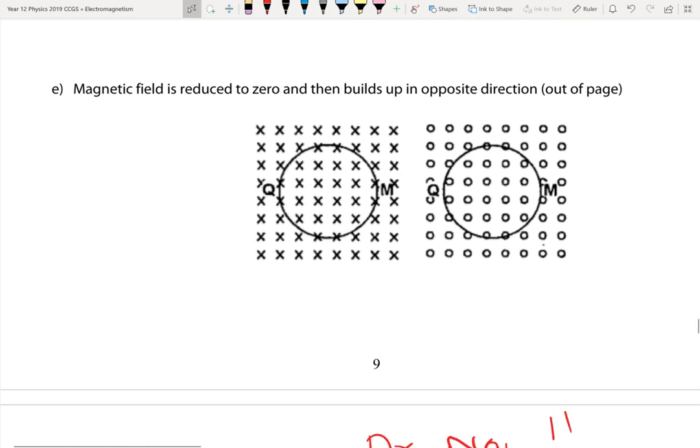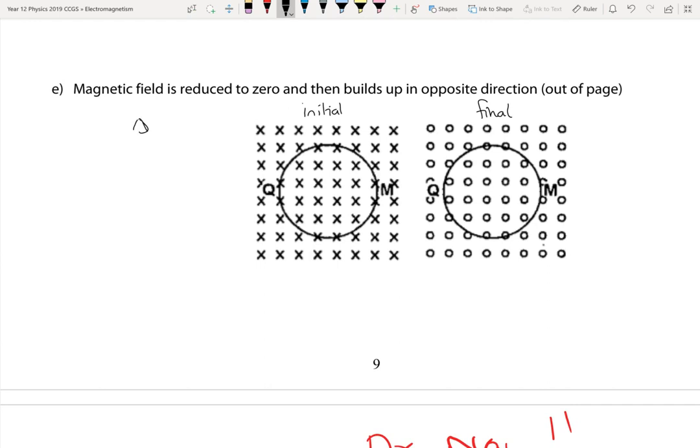So, all right, this one. Yeah, so obviously it seems to me that the change is out of the page. It is. Well done. And that means that it's going to oppose it by going into the page. Yes. So the new ring, thumb goes in, fingers coil that way. Well, hang on. So the current goes... Let me just use my little free hand.